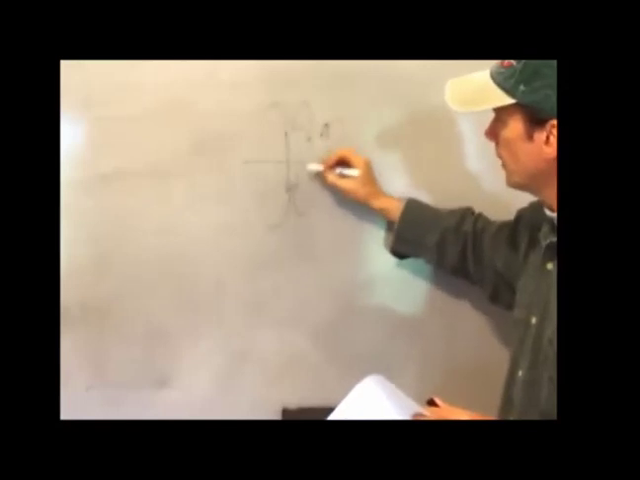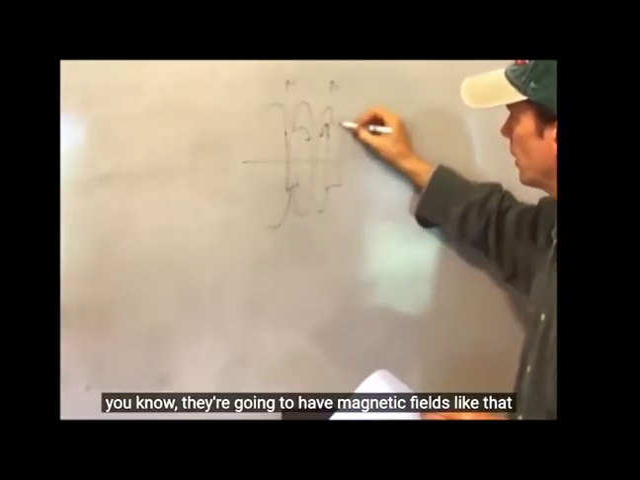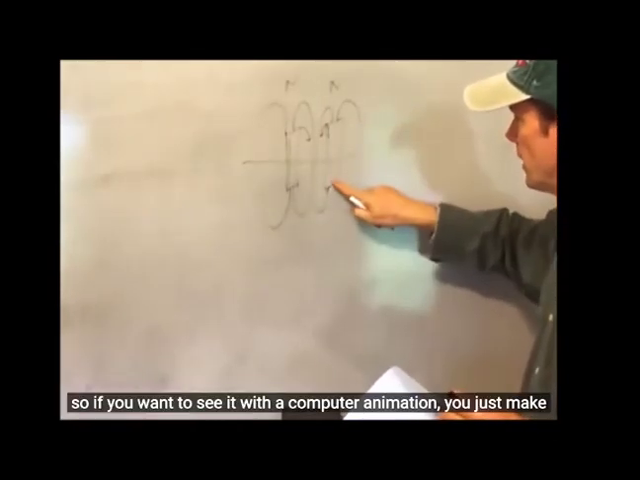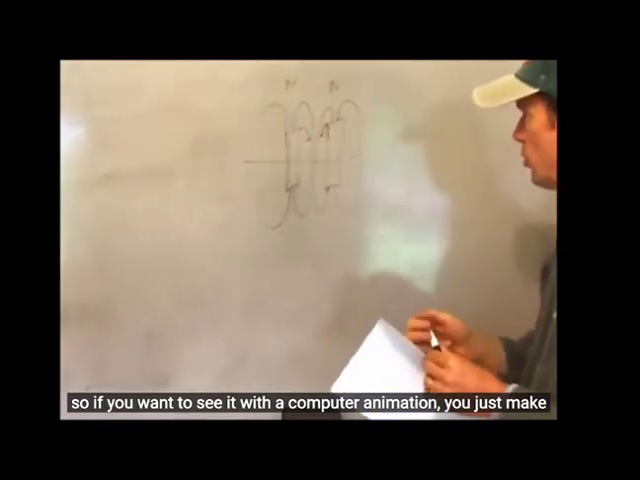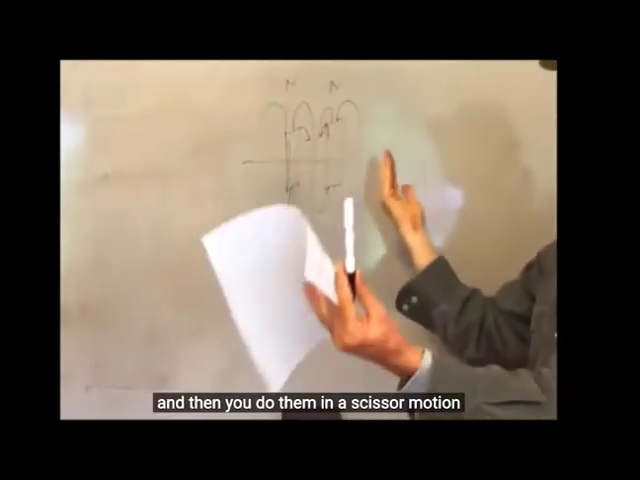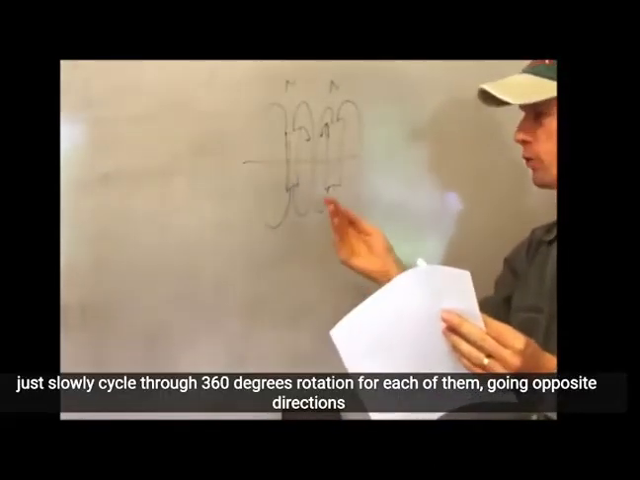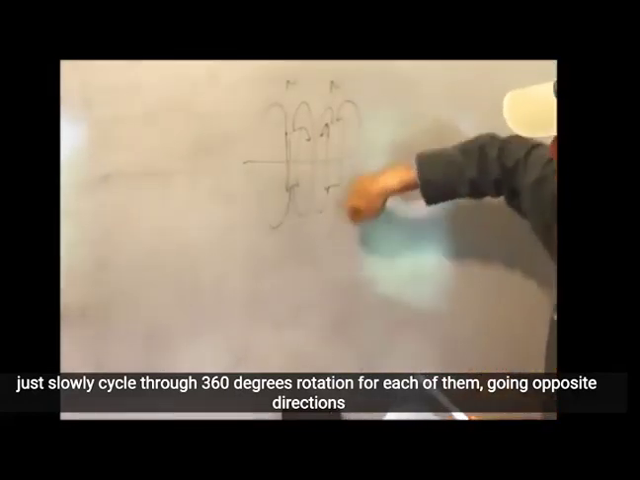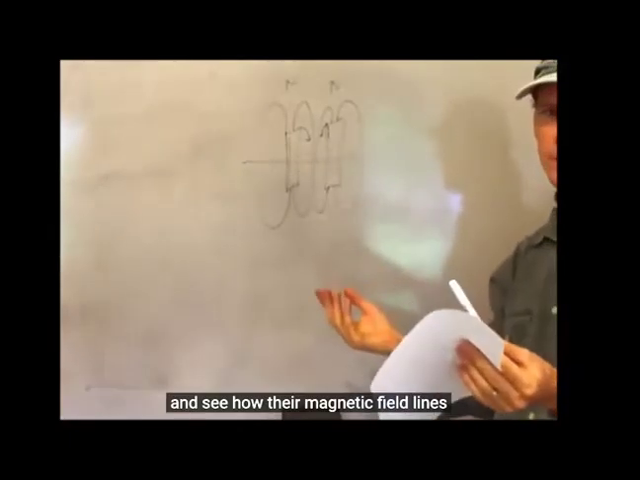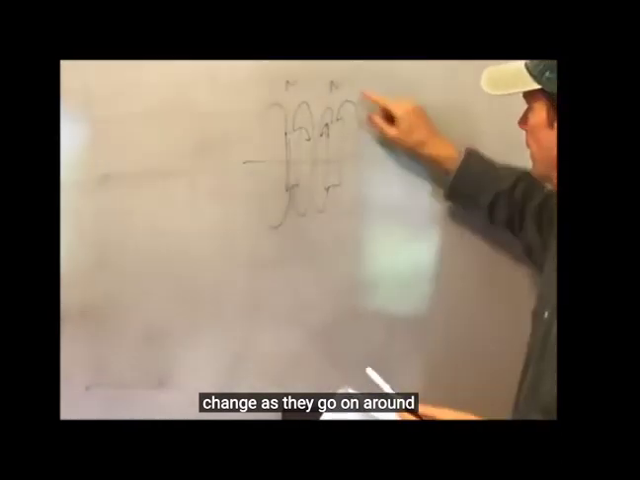You have both norths up at this instant in time. You know, they're going to have magnetic fields like that. So if you want to see it with a computer animation, you just make two bar magnets with magnetic fields, and then you do them in a scissor motion, and just slowly cycle through 360 degrees rotation for each of them going opposite directions, and see how their magnetic field lines change as they go on around.